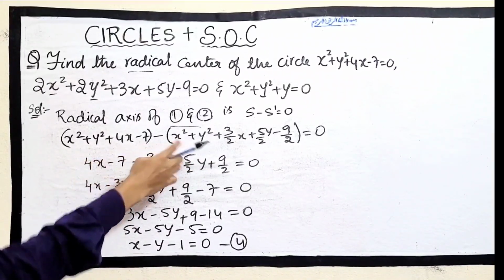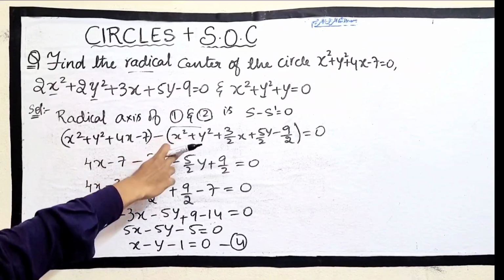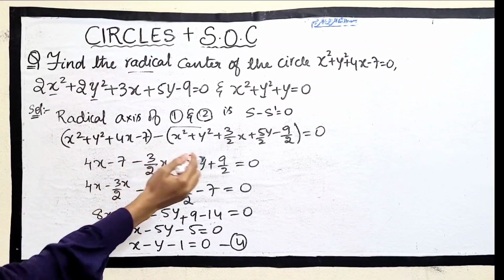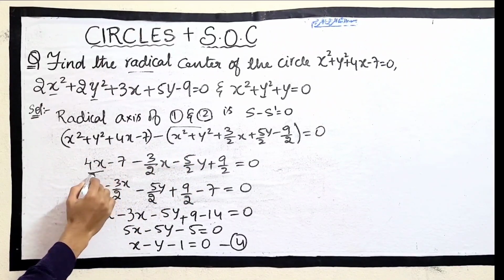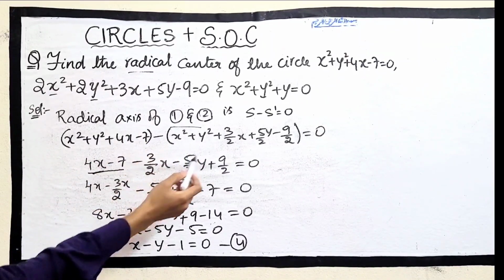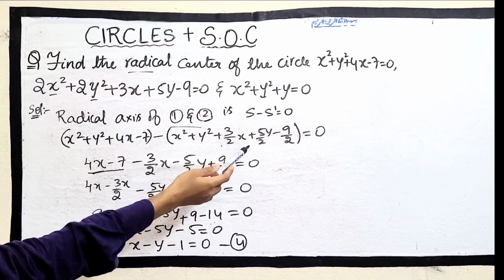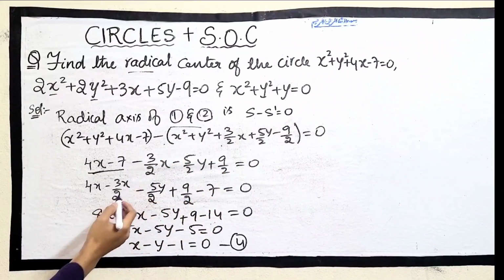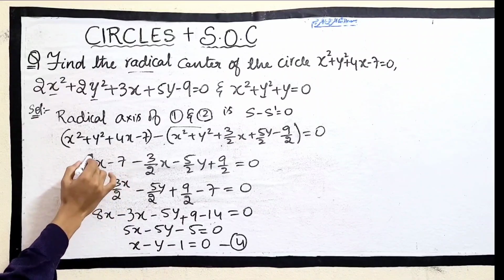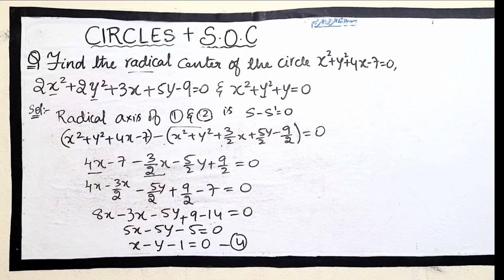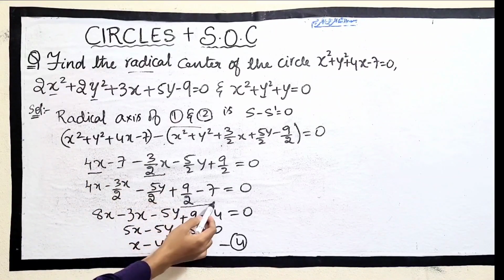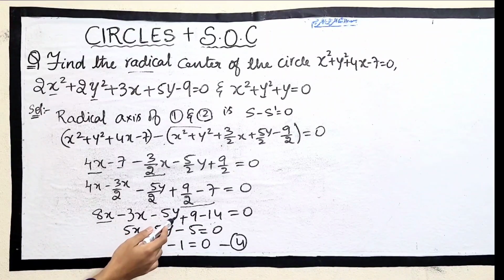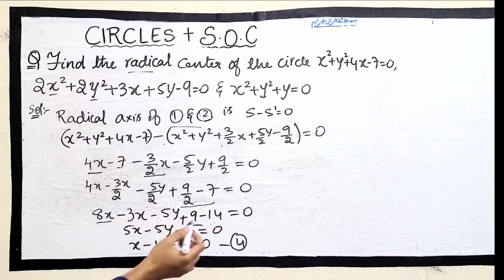This is the first equation minus the second. Simply multiply with minus, so x square and y square will get cancelled. Here 4x minus 7 will be left over from this term, and here minus 3 by 2 x minus 5 by 2 y, and minus of minus will be plus 9 by 2 will be left over. Now just subtract the like terms, which means those having the coefficient of x, y, and the constant terms separately. After doing the LCM you will get 8x minus 3x minus 5y plus 9 minus 14 equal to 0.